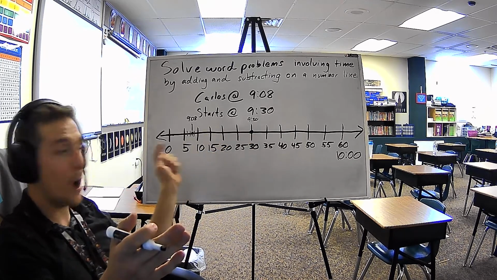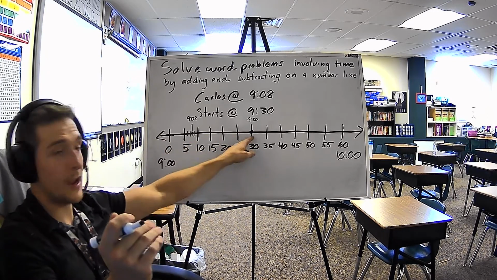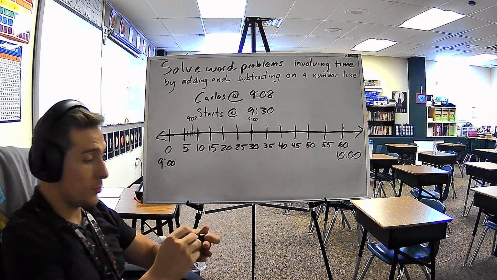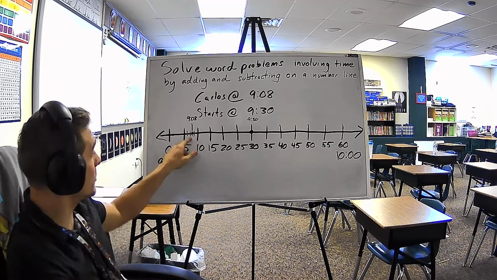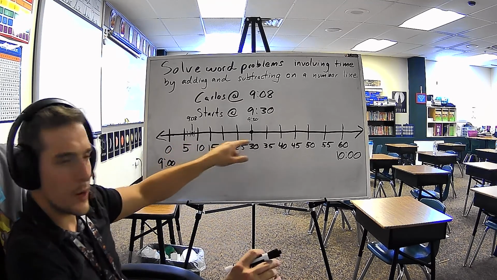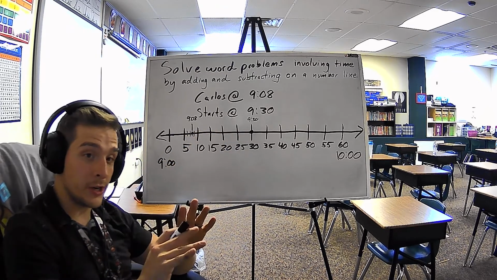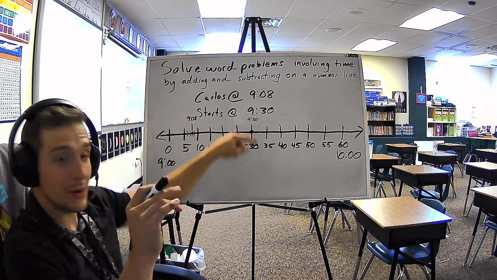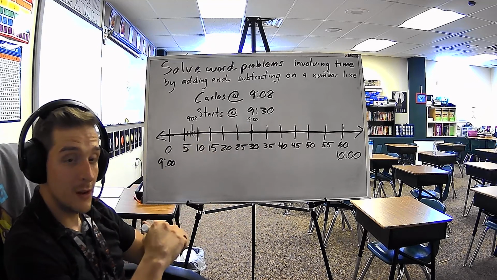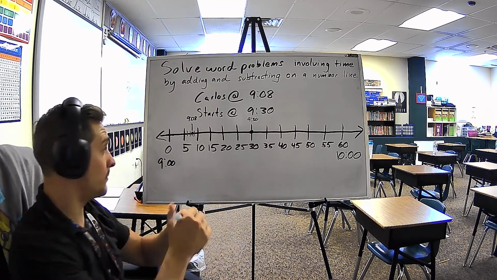Basically just saying how many minutes are between 9:08 and 9:30. And once again, you can do a strategy of just going, okay, I'm going to count from here all the way up and do all those little tally marks. Remember, there's another strategy you can do. We already have this built out to count by 5s. So there's a couple of methods you could do here.